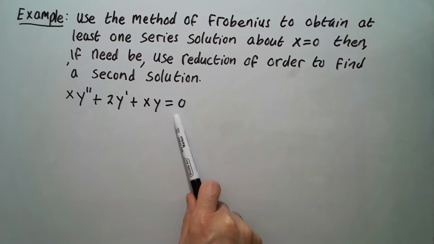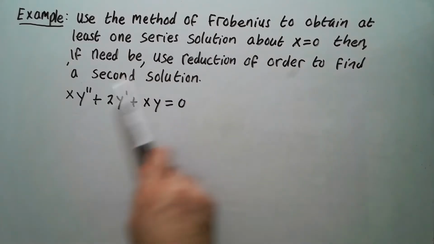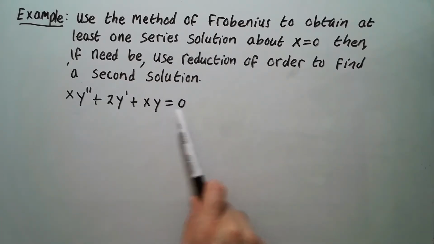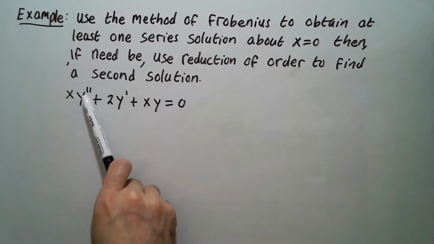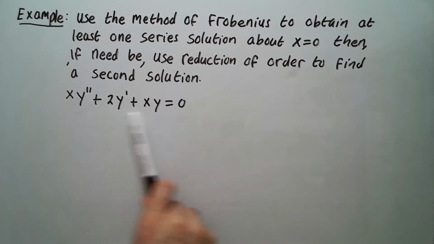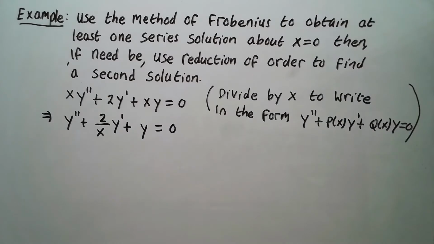Let's first explain why we can use the method of Frobenius on this guy. So I want to write it so the coefficient in front of the y double prime here is 1. So let's divide everything by x. Divide by x to write it in the form y double prime plus p of x y prime plus q of x y equals 0.